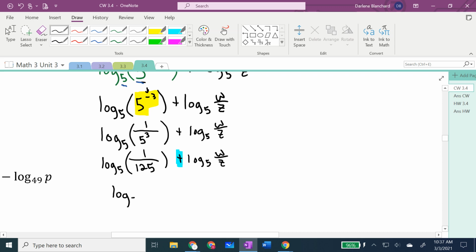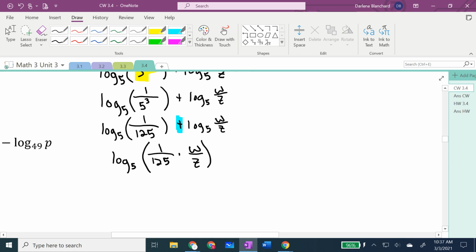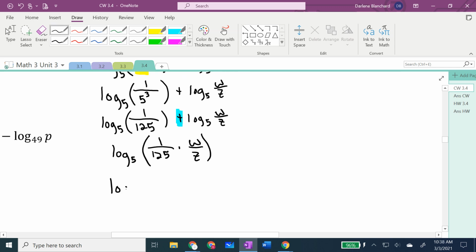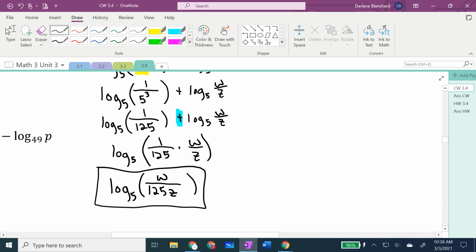I have log base 5 of 1 over 125 multiplied by the fraction w over z. And so that really means that the fraction is, for the numerator, 1 times w, the denominator 125 times z. And now that is condensed and simplified. And I realize that that's a beast.